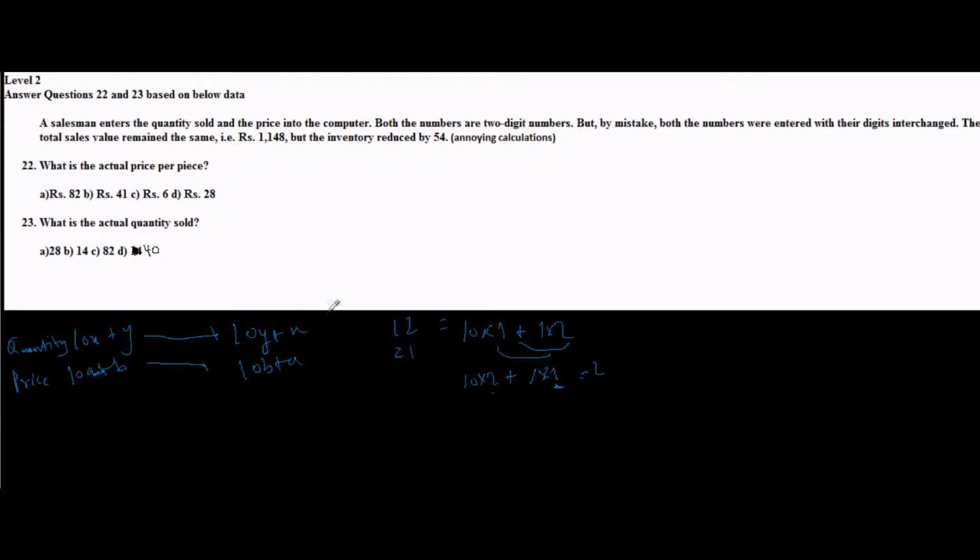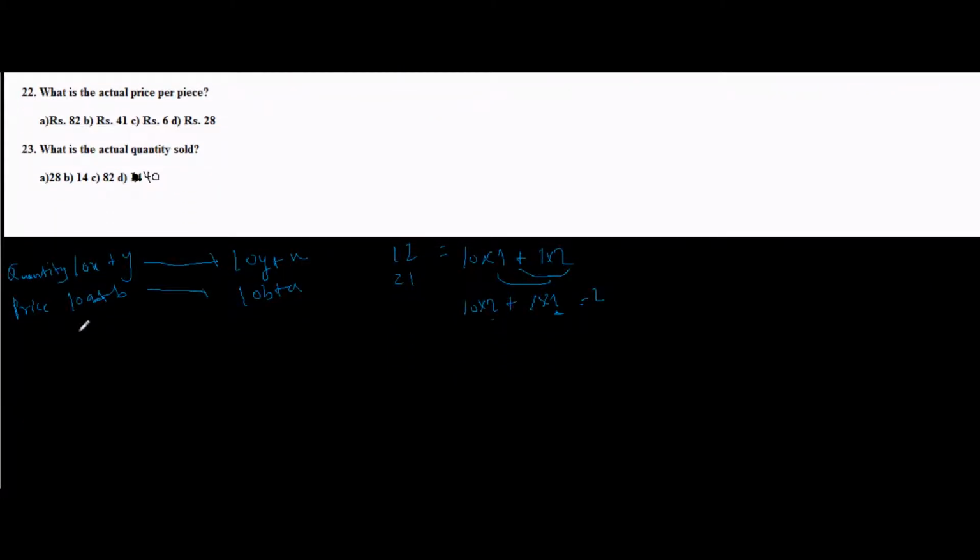But by mistake, both the numbers were entered with their digits interchanged. The total sales remained the same, that is rupees 1148. Now I am tempted to say multiply these two, multiply these two, and equate them to 1148. But I will hold it. Instead, I will read further and see that the inventory reduced by 54. So from this I can form two equations. One equation for me would be this into this, because quantity into price is total sales.